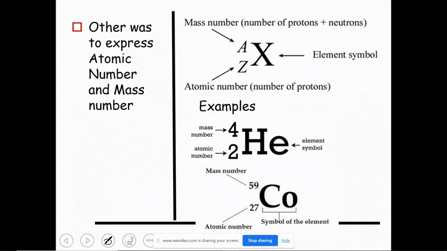So here's a couple of ways that we can express the mass number and the atomic number. We'll see these later on, and you don't necessarily have to worry about this right now, but you will see it on some worksheets and things like that. They're putting the mass number on top this time and the atomic number underneath.